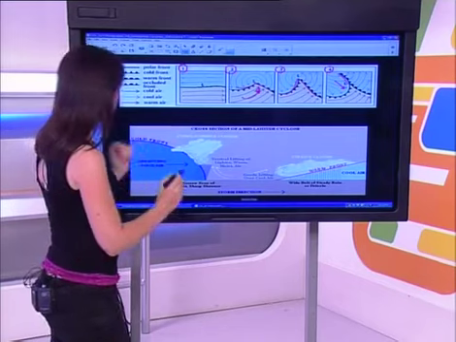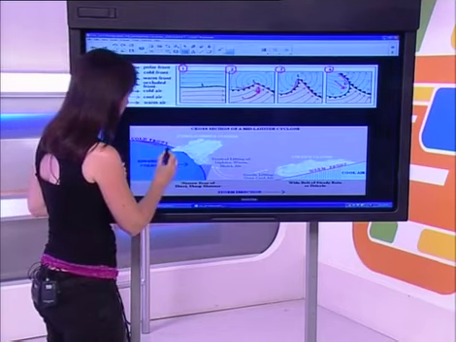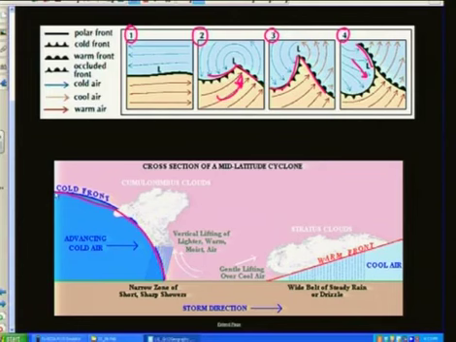So I want you to notice here that your cold front, it looks like it rises at quite a steep gradient. Okay? It makes a very steep slope over here. Have a look at your warm front. It rises at a very gentle angle. All right, so what does that mean?